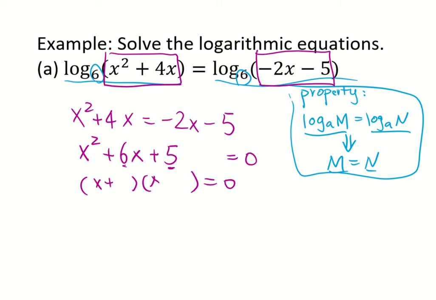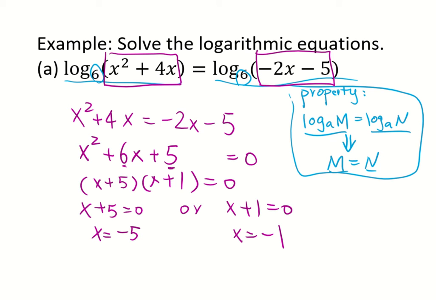So positive 5, positive 1. They multiply to be 5 and they add up to be 6. Here we can come up with two equations, either x plus 5 equals 0 or x plus 1 equals 0. So either x is negative 5 or x equals negative 1. Okay, these two are not the final solutions. Since this is a logarithmic equation, we need to check our answers.